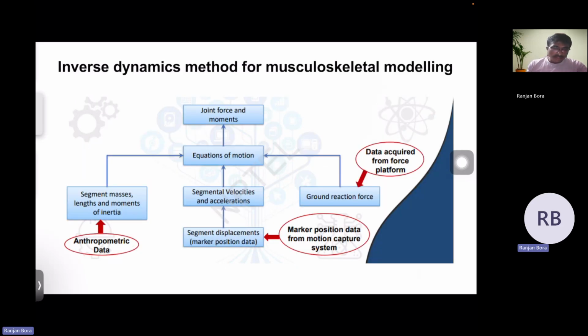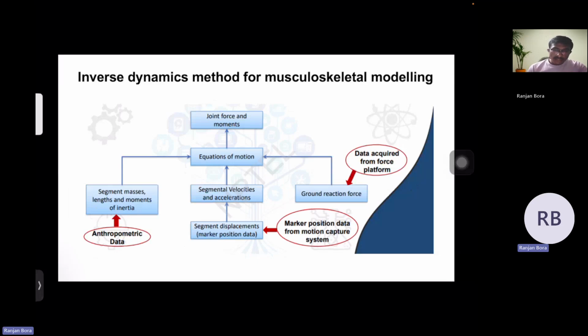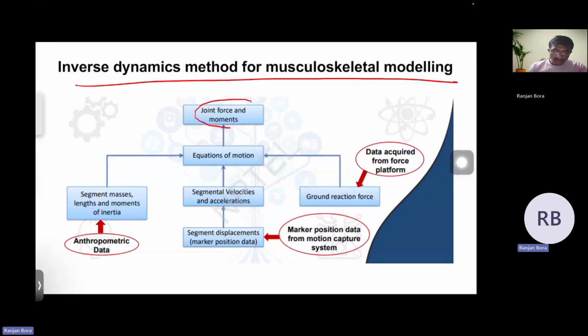Okay, next is the inverse dynamics method for musculoskeletal modeling. So what is this inverse dynamics method? Using this method, we can estimate the joint forces and moments from 3D data. If we have the anthropometric data, the marker position data from the motion capture system, and the ground reaction force data, these three data for a musculoskeletal model, then using the inverse dynamics method we can estimate the joint forces and moments.